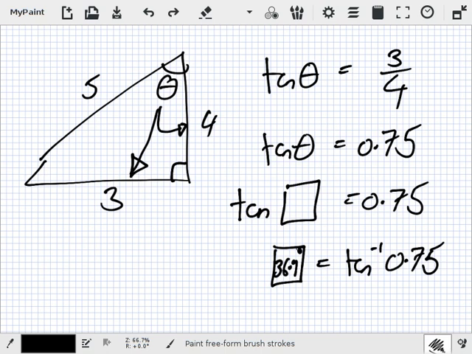Now, two important things to say. This function is also called the arctan. It's the same thing as tan inverse. I actually prefer arctan.